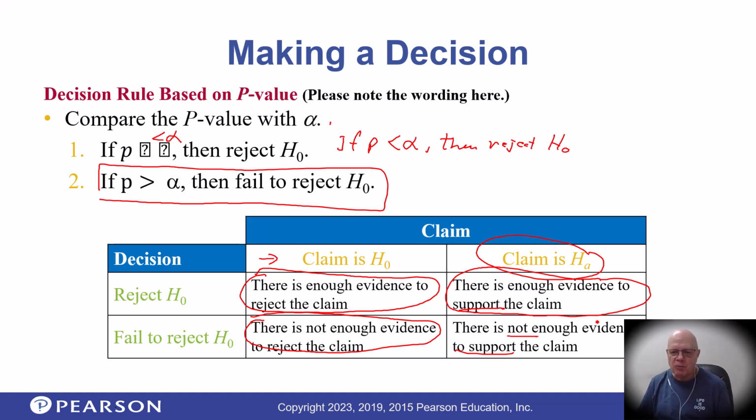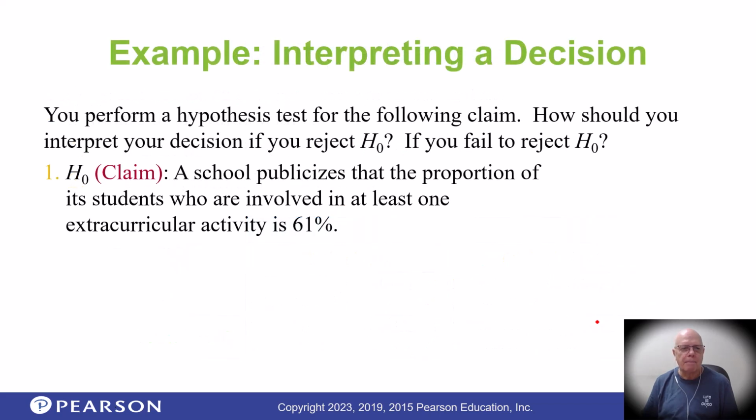Write those down. Keep them with you. Put them on a special sheet of paper, because some of the wording is sometimes hard to remember, but it's important so we can all talk in the same language. So let's perform a hypothesis test. How would you interpret your decision if you reject the null hypothesis? Remember what the null hypothesis was? The null hypothesis was the proportion is 0.61. If we reject that, we're saying there's enough evidence to reject the claim.